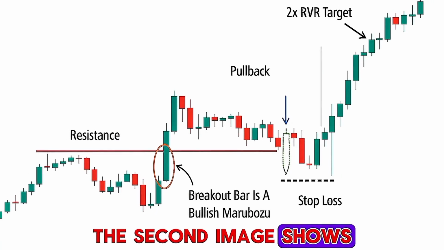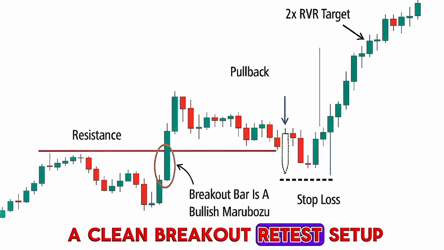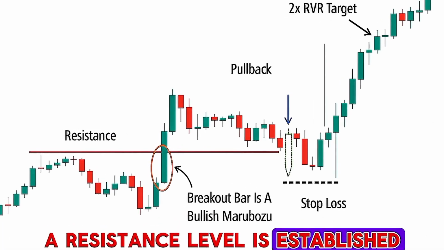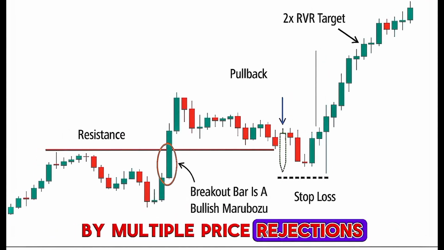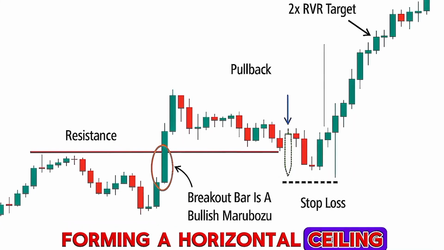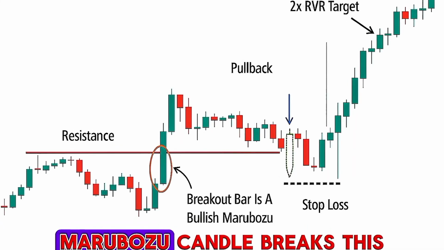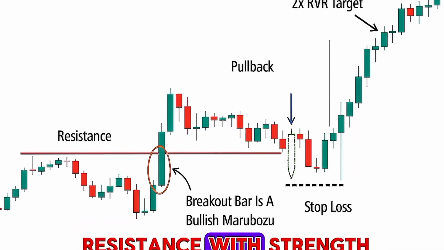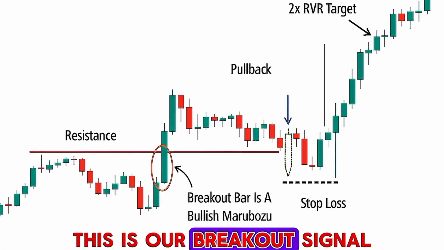The second image shows a clean breakout retest setup. A resistance level is established by multiple price rejections, forming a horizontal ceiling. Eventually, a bullish Marubozu candle breaks this resistance with strength. This is our breakout signal.